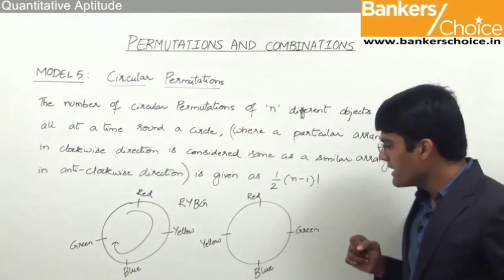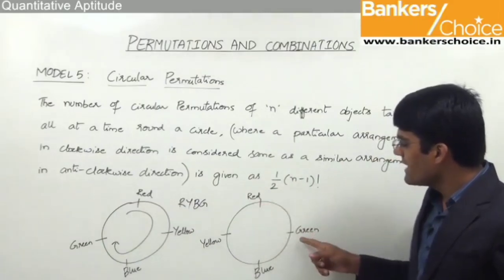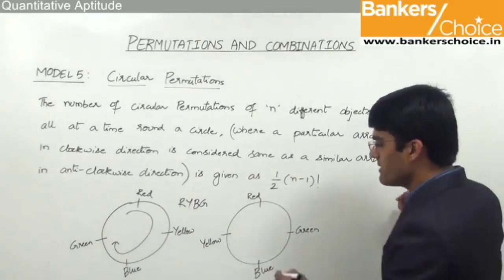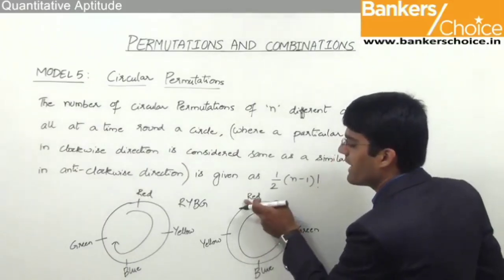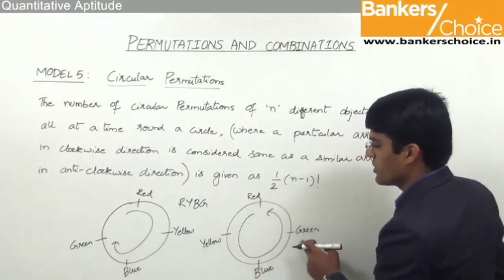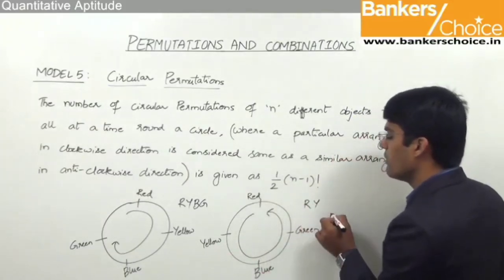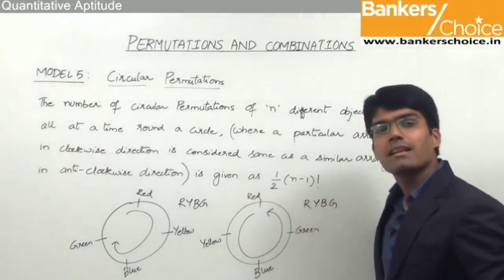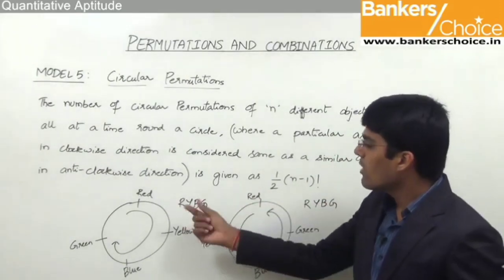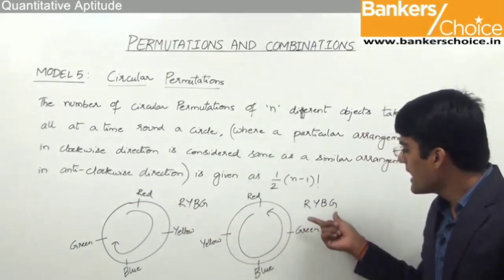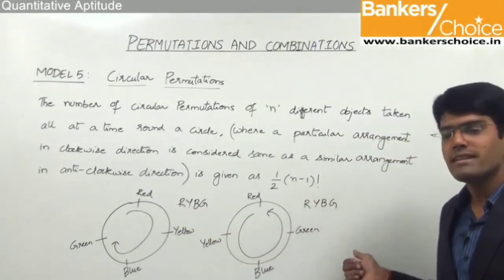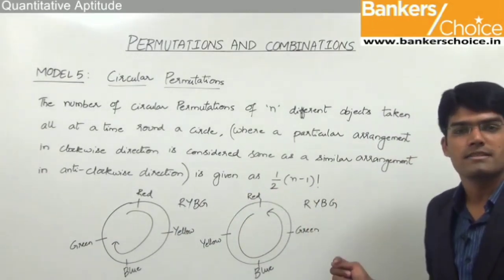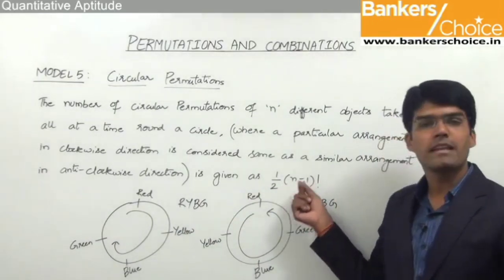Now in the second arrangement here, if you observe, the arrangement is red, green, blue and yellow. But if we go in the anti-clockwise direction, it again comes out to be the same: red, yellow, blue and green. So here as well the order is red, yellow, blue and green. Now these two arrangements are considered to be the same. Why? Because in clockwise direction it is RYBG, and in anti-clockwise direction also the arrangement of beads results in RYBG. These cannot be taken as 2 different arrangements. Hence the answer is half of n minus 1 factorial.